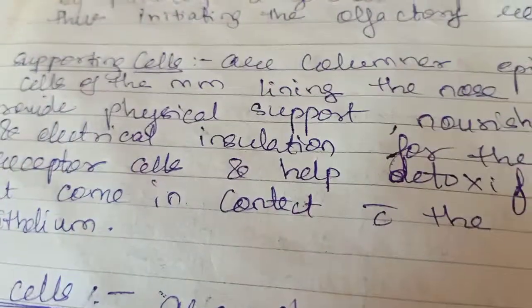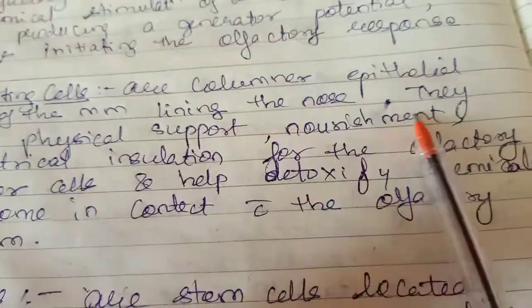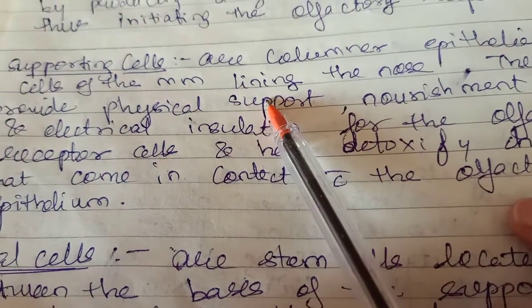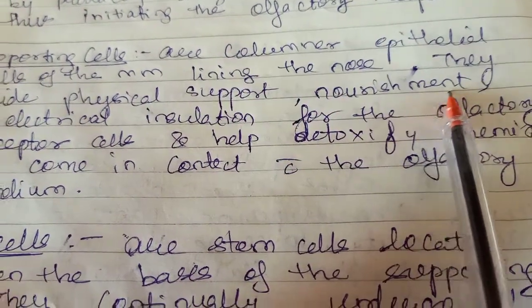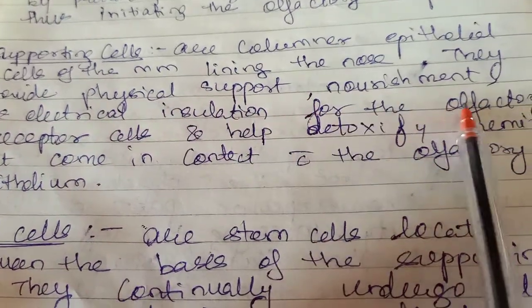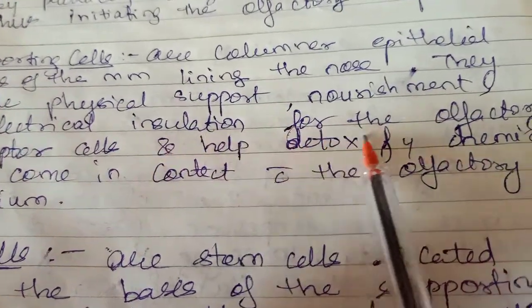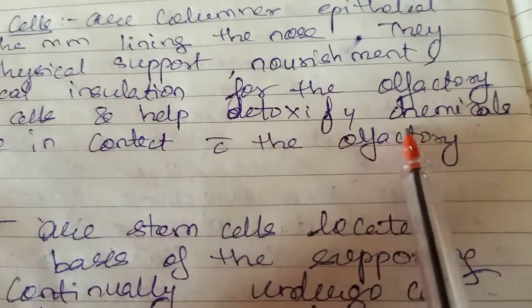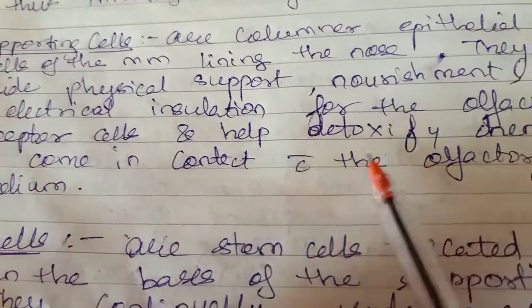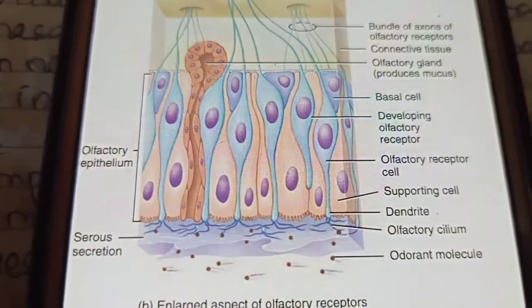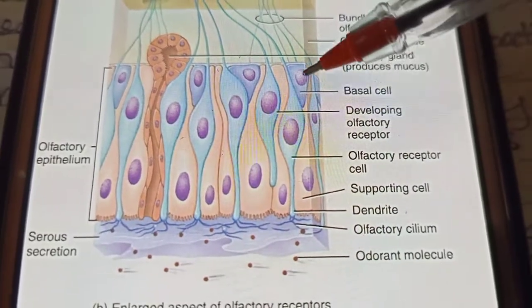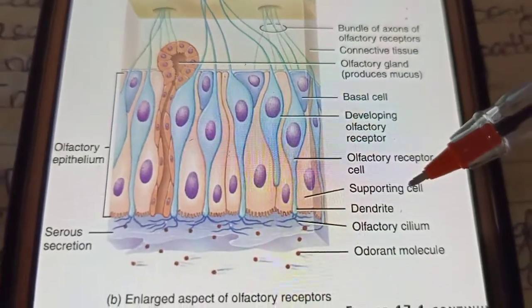Next are the supporting cells. The supporting cells are the columnar epithelial cells of the mucous membrane lining the nose. They provide physical support, nourishment and electrical insulation for the olfactory receptor cells, and help detoxify chemicals that come in contact with the olfactory epithelium. So, I'll show you the supporting cells. These were the olfactory receptor cells and these are the supporting cells.